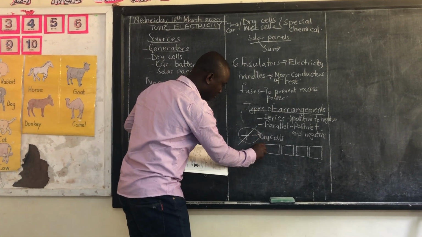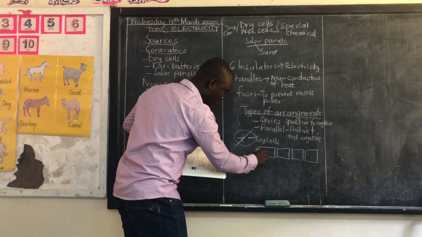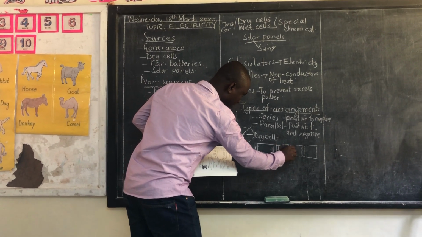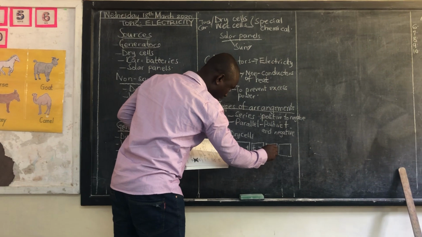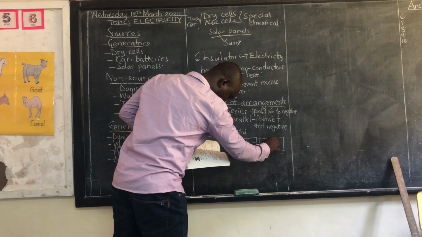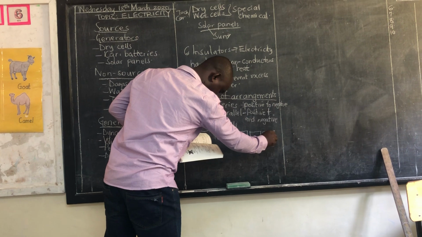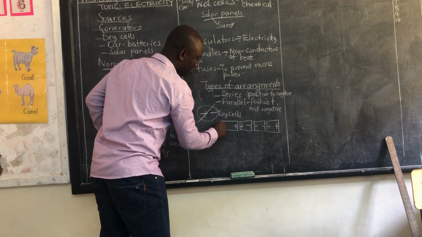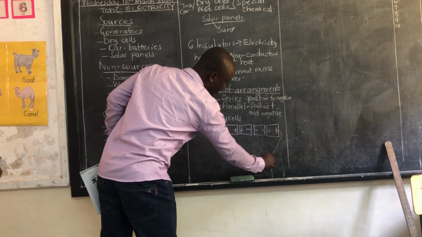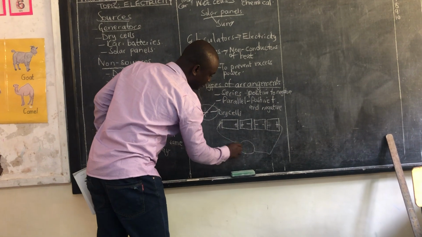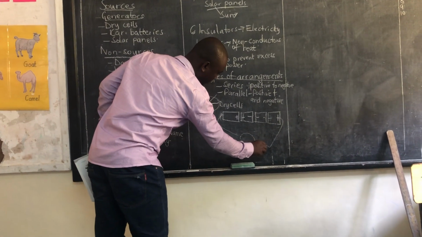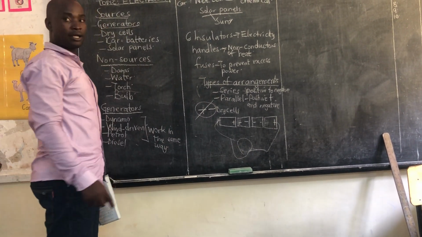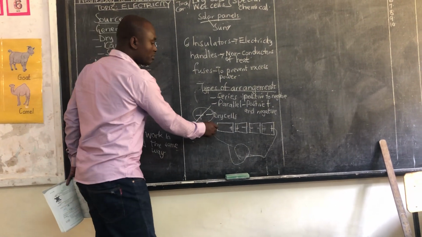Let's say this one is negative. Then we have positive, positive, negative, negative, then negative, negative, then positive. If we have this connection, and let's say that is our bulb there. This is the bulb. It has been connected. Then you are asked, will this one light?